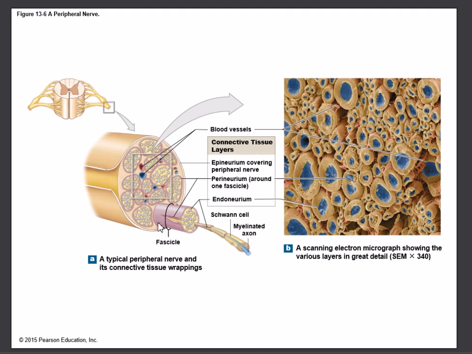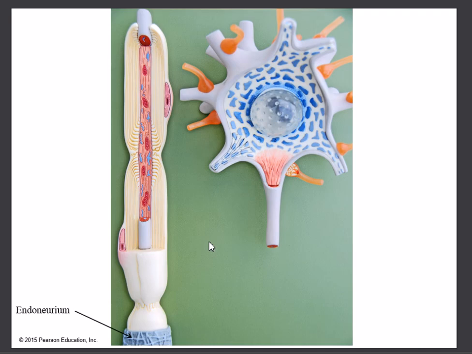I like this picture. They pulled out one of the fascicles, and you can see the purple there is going to be the perineurium. Then they pull out an axon, and the axon is going to be surrounded by the endoneurium. You can see that's on the Schwann cell. So in the lab, all we have is the axon with the endoneurium. We don't have any models that show the peri or the epi.